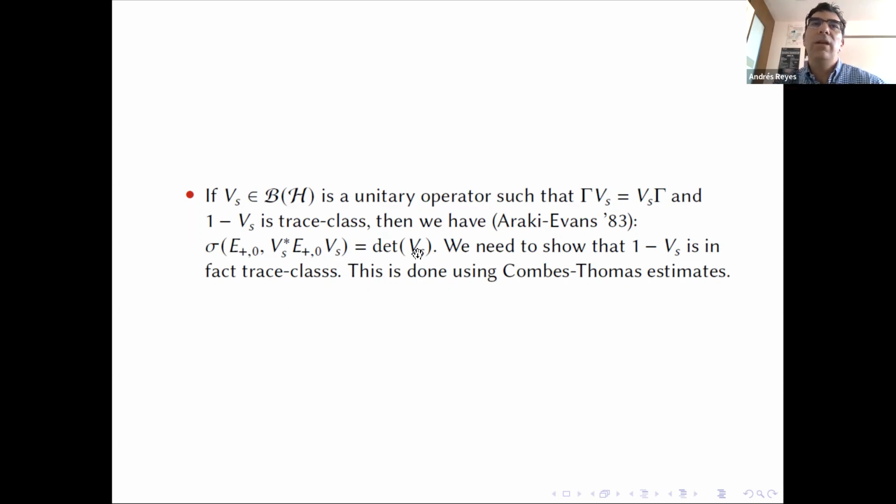So the only thing we need in order to apply this result is to show that 1 minus V is in fact a trace class operator. This can be done using some types of estimates which are called Combes-Thomas estimates. And in this way we proceed and we can obtain this automorphism.